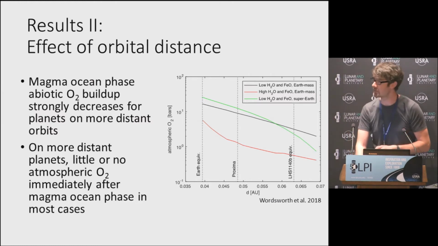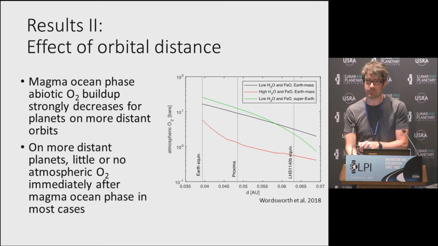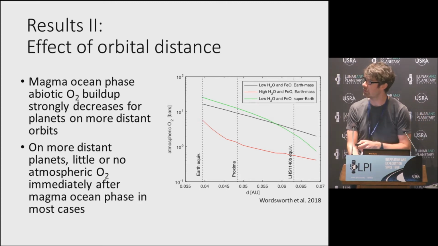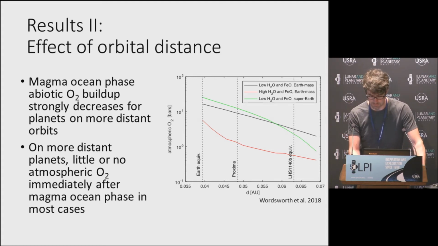The dependence on orbital distance is extremely important. So for close-in planets like Gliese 1132b, we find that oxygen buildup is significant under most parameters. For more distant planets, the XUV that the planet receives is lower overall, and the magma ocean phase is shorter, and so the potential for buildup in this phase is less. This is broadly speaking in keeping with the trends that we see in the solar system as well.